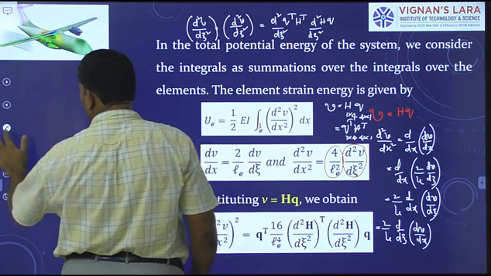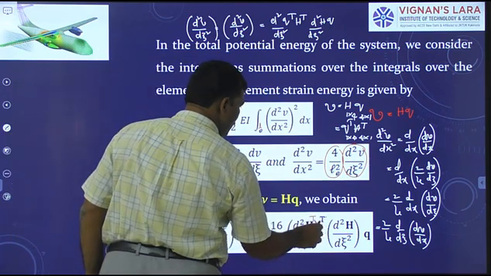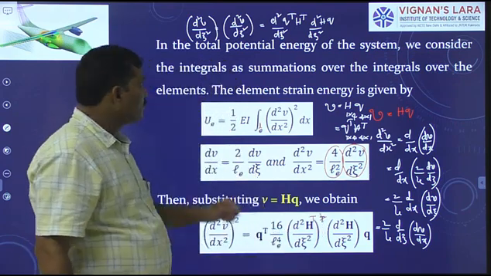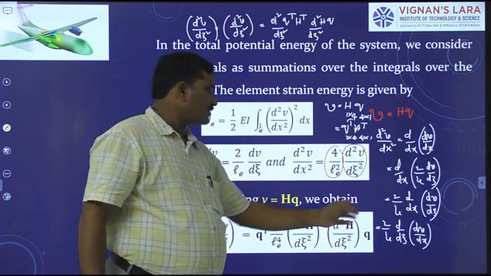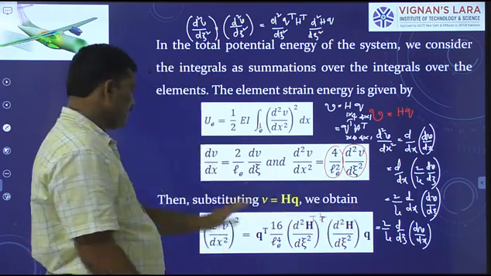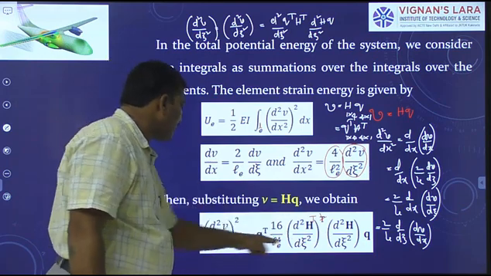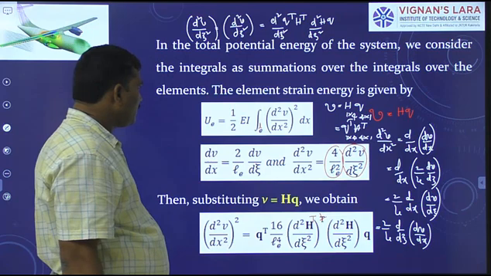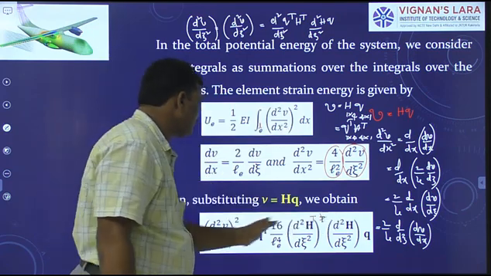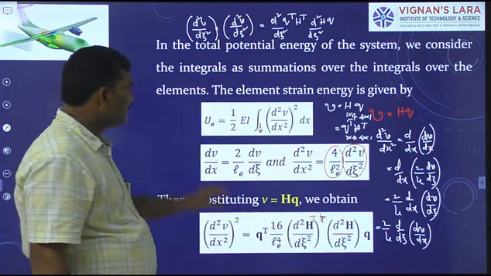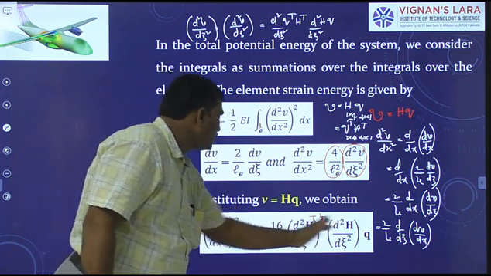d square by dj square of h transpose. This is h transpose, put t here, not here, make correction. Into d square h by dj square into q. Q is constant, it lies outside. This is how we can determine d square V by dx square whole square. Right? Now you can replace this d square V by dx square whole square by this.